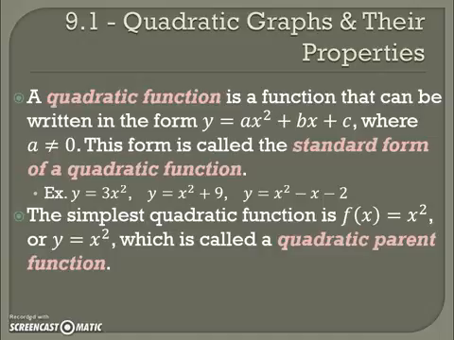A quadratic function is a function that can be written in the form of y equals ax squared plus bx plus c, where a is not equal to 0. This is the standard form of a quadratic function. Some examples would be 3x squared, x squared plus 9, x squared minus 1 minus 2. Notice on these that there isn't a bx or a c. That's because they're 0. On this one, there's not a bx. That means b is 0. b times x, or 0 times x, makes it go away. This one has all of them.